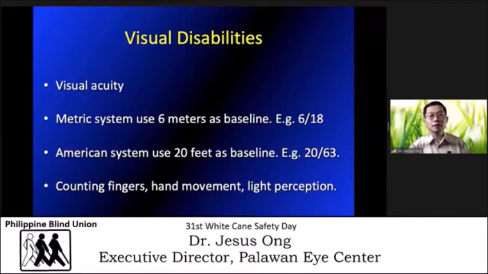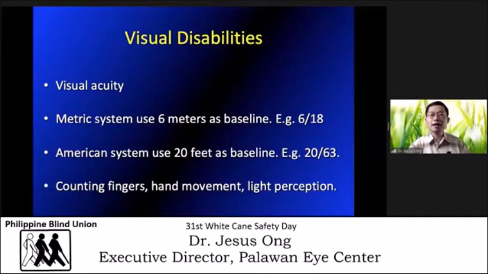So meron tayong dalawang systems, no? Yung metric system at saka American system. So sa clinic, I usually use the American system. So American system uses 20 feet as the baseline. So di ba meron tayong 20/20, yun ang perfect vision, o 20/63, gano'n, no? So pag nakita nyo yung 20 na number, usually American system yon. Tapos meron tayong metric system that uses 6 meters as baseline. So 6 yung kadalasan na ginagamit, no, sa metric system.